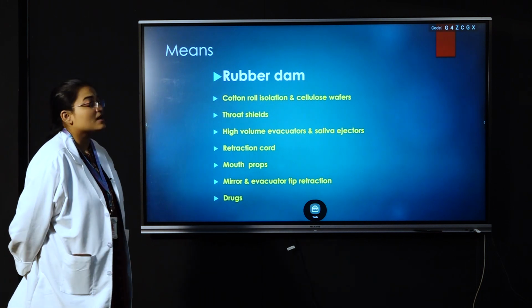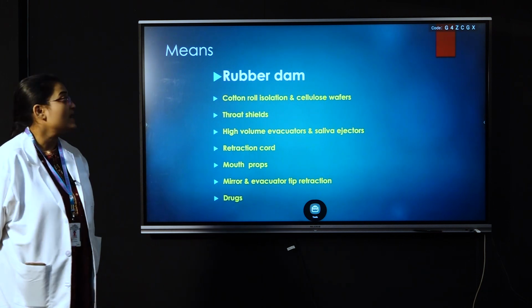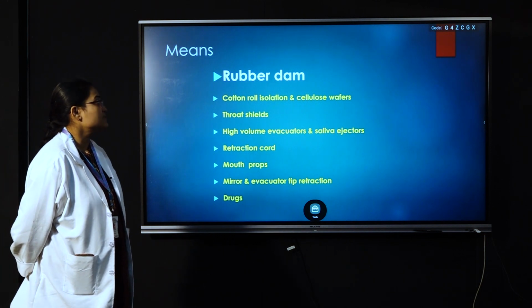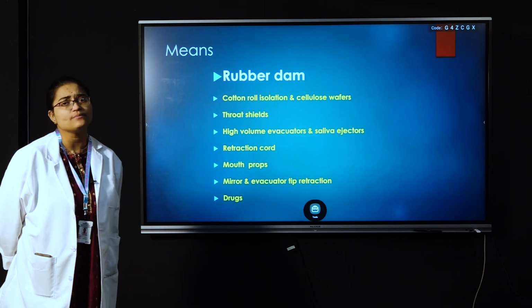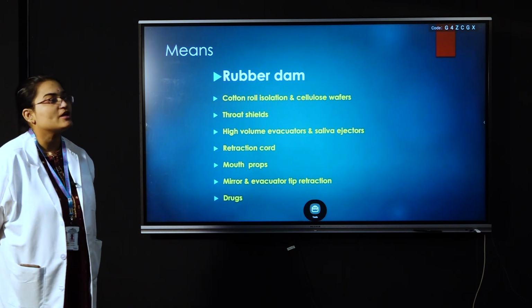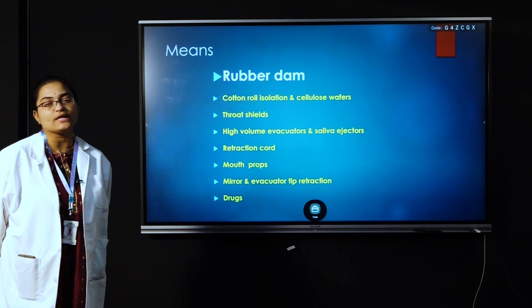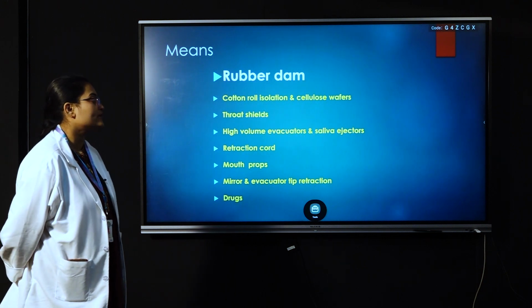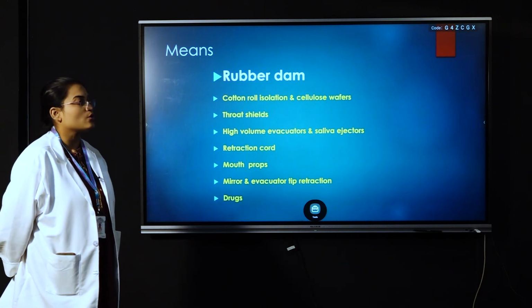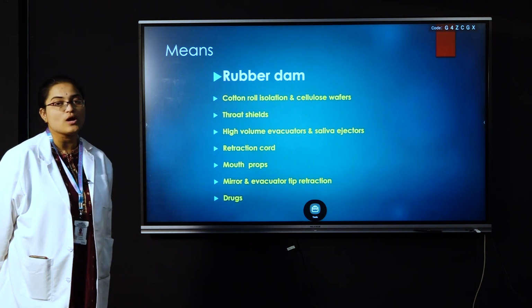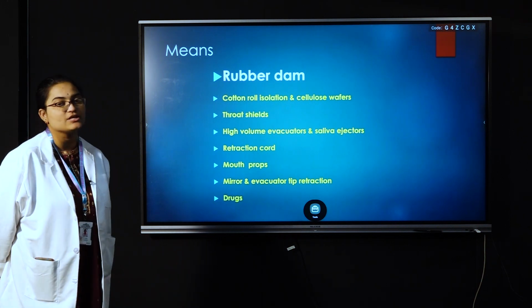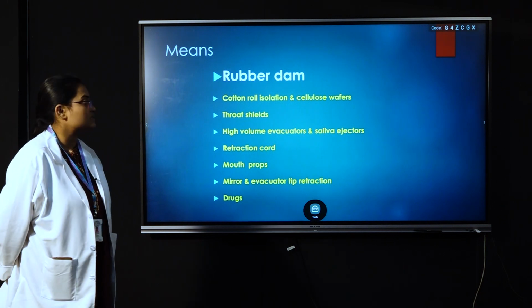Along with the rubber dam, there are several other things which can be used, like cotton roll isolation and cellulose wafers. Not only in operative dentistry but in dentistry in general, when you use crowns or any prosthesis for cementation or for temporary cementation or checkups, you can always go for cellulose wafers to avoid any ingestion or inhalation of these small prostheses.